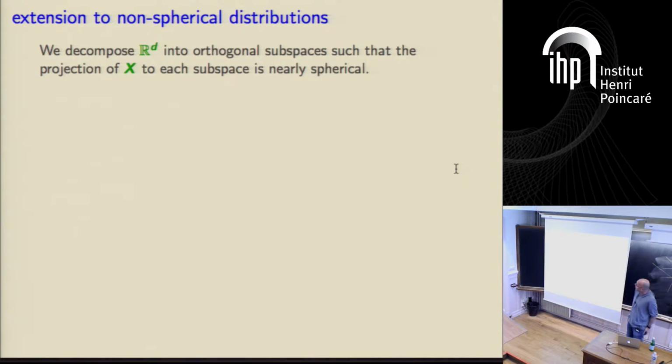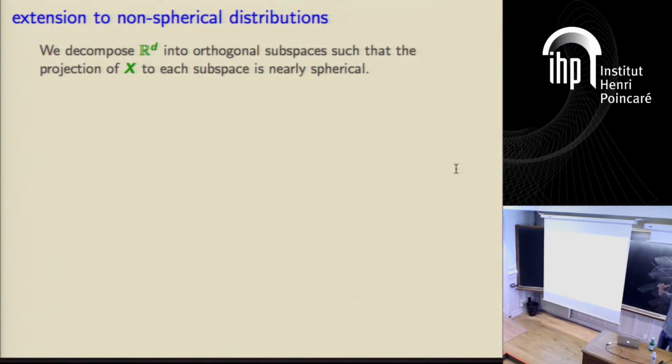Okay, so what do we do now? How do we extend this to general distributions? Well, we try to decompose the space into orthogonal subspaces such that the projection of x into each subspace has a spherical distribution or nearly spherical distribution. And on the way, we will also construct estimators of this lambda max that will allow us to use the previous bound.